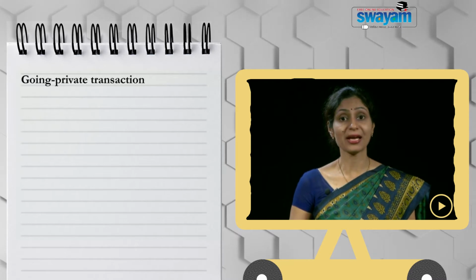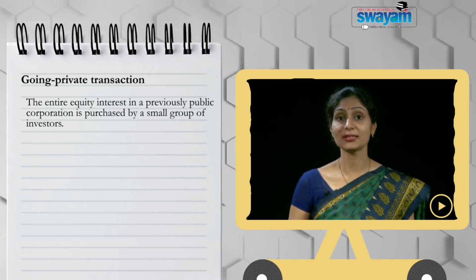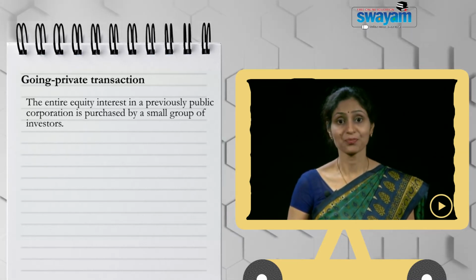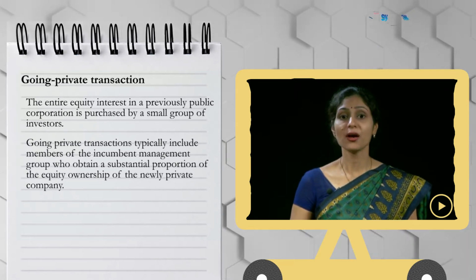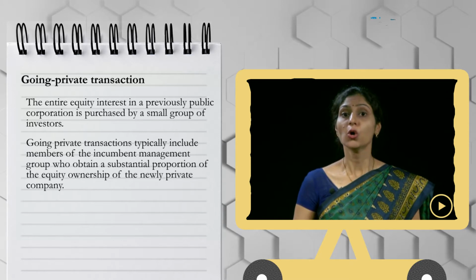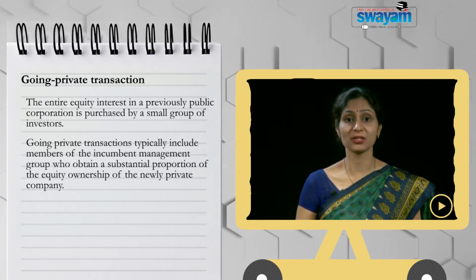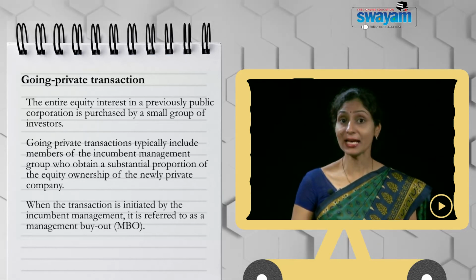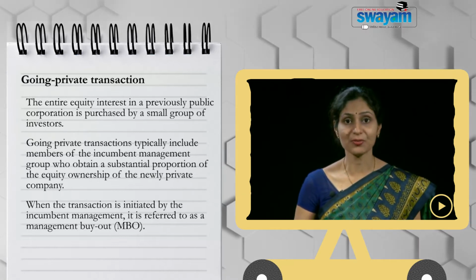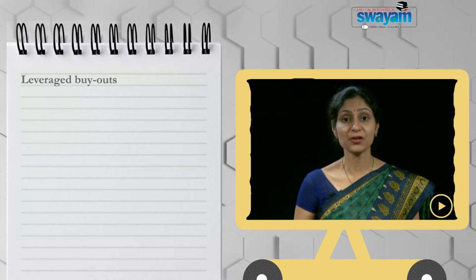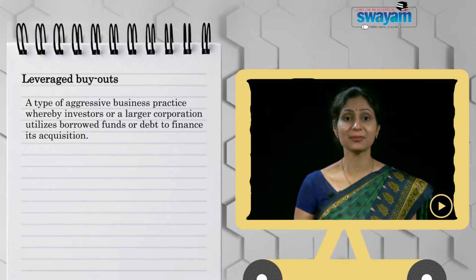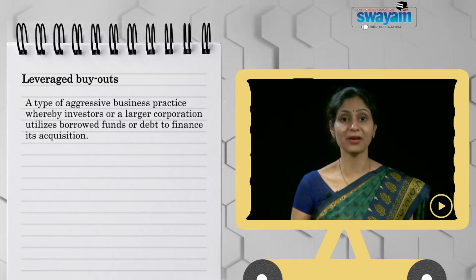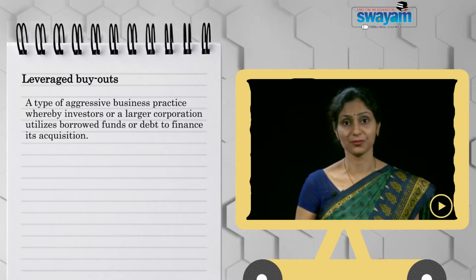Another form is the going private transaction, which includes activities such as LBOs, that is leveraged buyouts, and MBOs, that is management buyouts. Going private transactions typically include members of the incumbent management group who obtain a substantial proportion of the equity ownership of the newly private company. When the transaction is initiated by the incumbent management, it is referred to as a management buyout. And a leveraged buyout is a type of aggressive business practice whereby investors or a larger corporation utilize borrowed funds or debt to finance an acquisition.